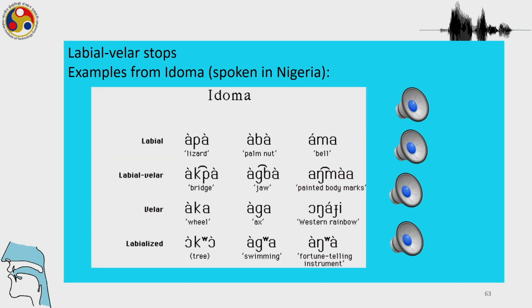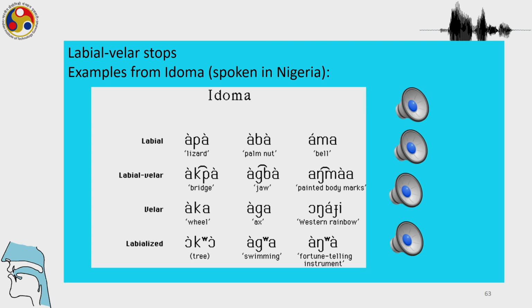Another type of sound is the labial velars, and you will hear that in a language called Idoma, spoken in Nigeria. Here the second sound is the labial velar, and you can see that in Idoma, among labials we have labial, labial velar, and also labialized velar sounds. Abba, Amma, Abba. This is the labial velar sound.